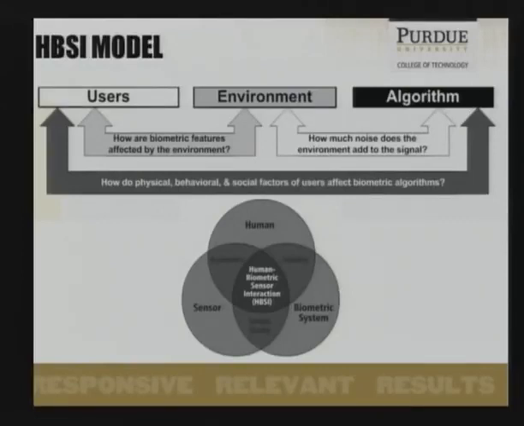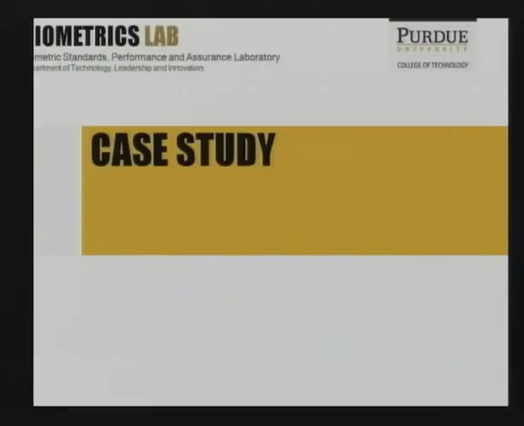How are the biometric features affected by the environment? We do some skin analysis in the lab. So we'd like to know how moisture, elasticity and oiliness of your skin, for example, impact the sensor. It does. How much noise does the environment add to the signal? So we've got bright lights, darkness, and all of that stuff. And then how do physical and behavioral factors from the user affect the algorithm as well?